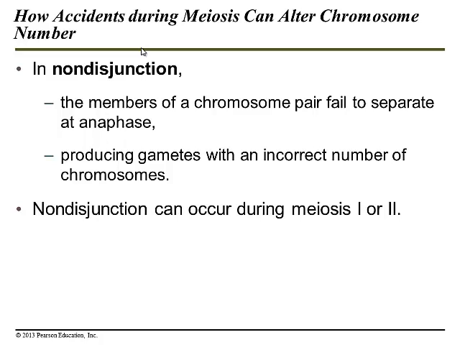All right, so mistakes. Non-disjunction. Members of a chromosome pair that fail to separate properly at anaphase. They produce gametes with the incorrect number of chromosomes. So that's a non-disjunction. We might have too much, or we might not have enough because of their splitting during meiosis. It can occur during meiosis 1 or meiosis 2.